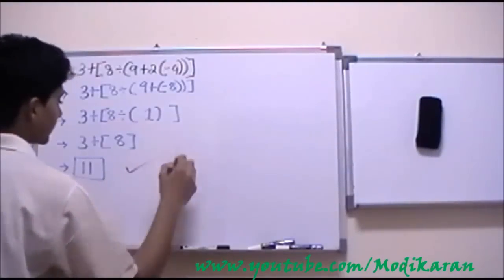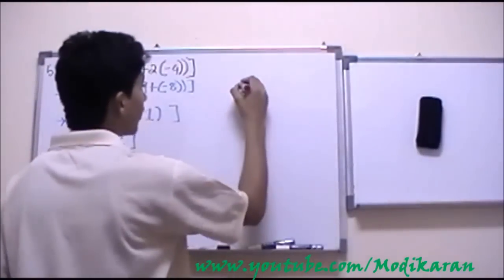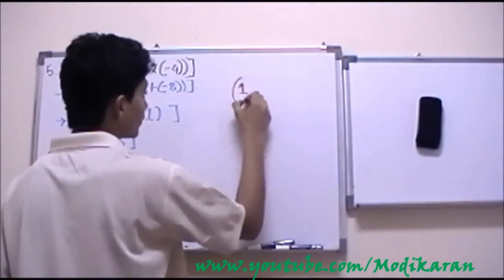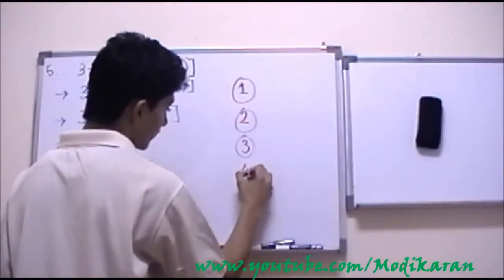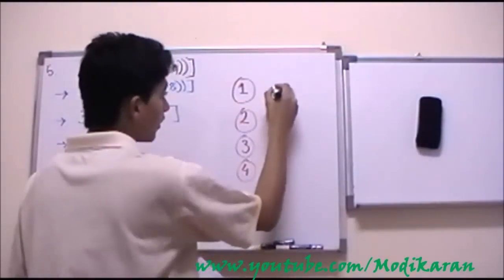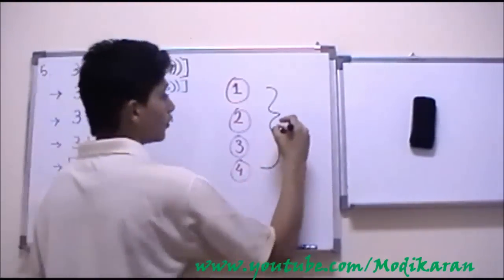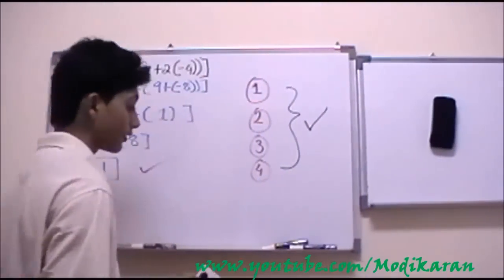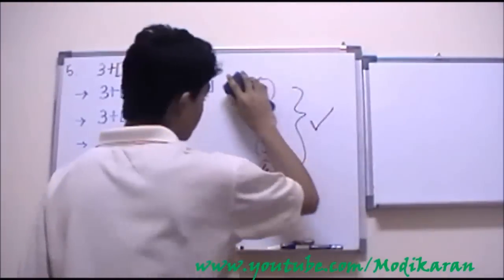So this has to be correct no matter what, because we followed the first step of order of operations, second step, third step, fourth step, and when you follow all these 4 steps correctly, you have to get the answer correct no matter what. Okay, that's all there is to it.